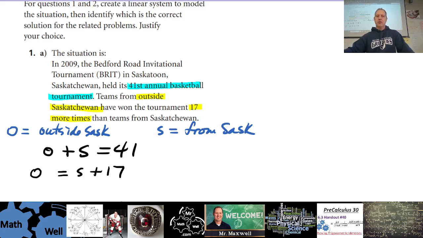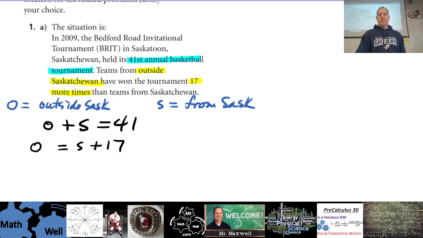Yeah. That's awesome. Okay? So you could do it other ways. You could do O minus 17 equals S. You could do O minus S equals 17. Those 3 are all fine. Okay, so that's great. We can solve this pretty quickly. Let's solve this by substitution.